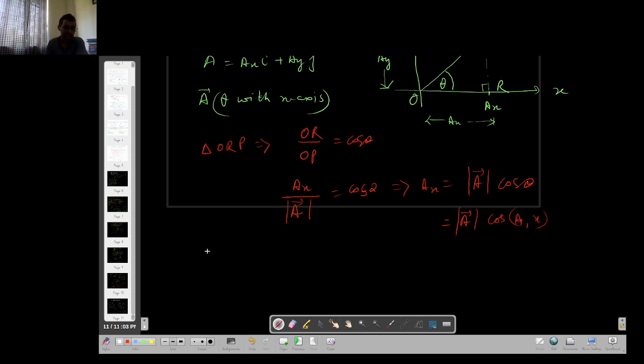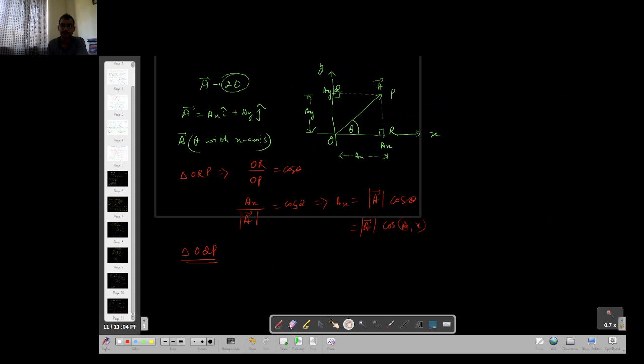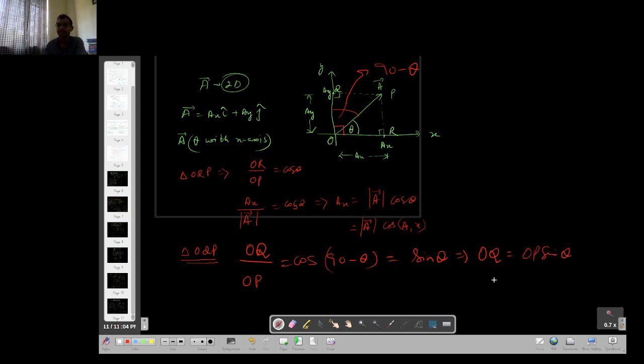And similarly, if I take another triangle, OQP, then in this triangle OQ upon OP is equal to cos of 90 minus theta. Because if this angle is theta, then this angle is 90 minus theta, right? Because the x and y axes are perpendicular. And you can also write it as sine of theta. That means OQ is equal to OP sine theta, or you can say that Ay is equal to A sine theta. It can be written like this.